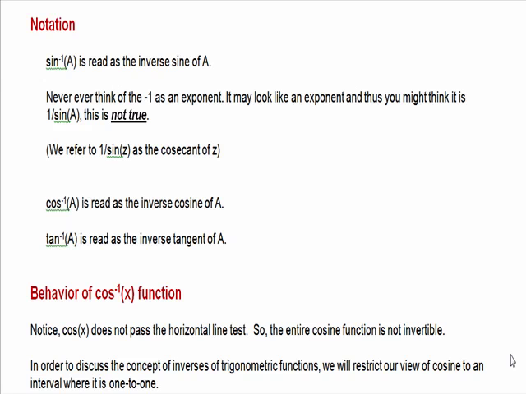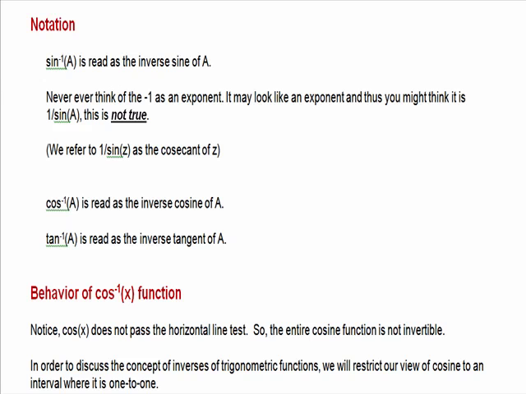So inverse sine means we're thinking backwards. Cosine with the superscript -1 of a, we read as the inverse cosine of a. So again, it's not 1 over the cosine. Please don't think of it that way. And inverse tangent of a looks like the tan with the superscript -1. And again, we read this inverse tan of a. We're thinking backwards. We're not thinking reciprocals.